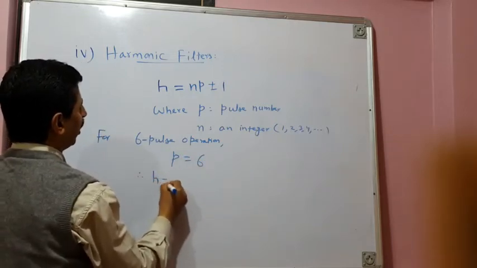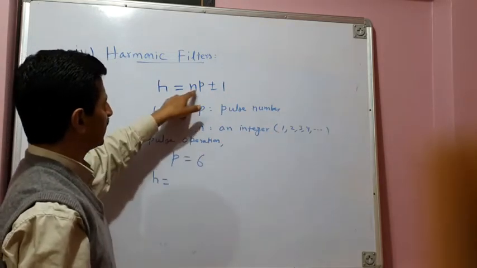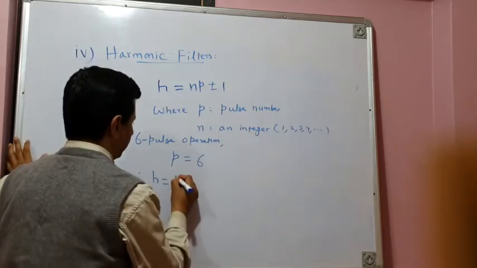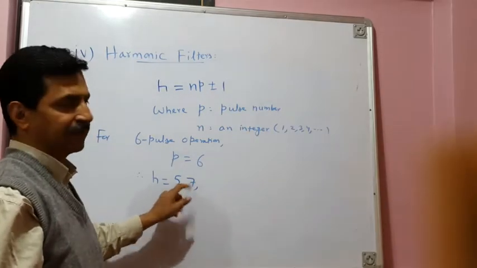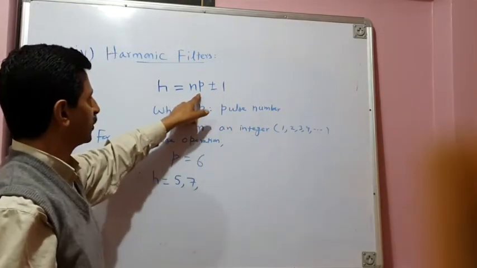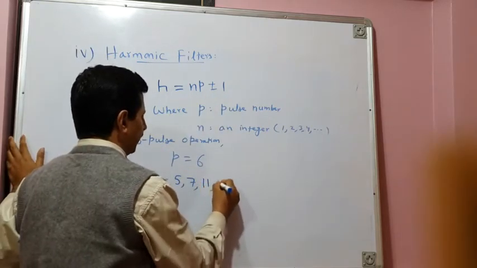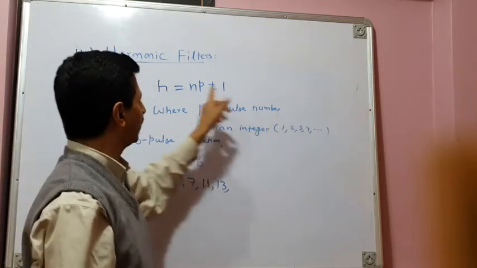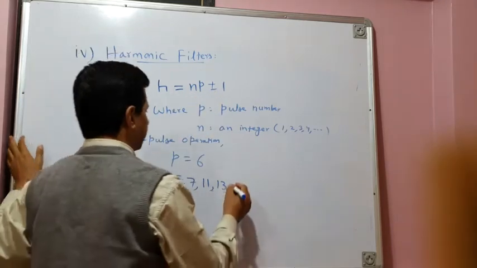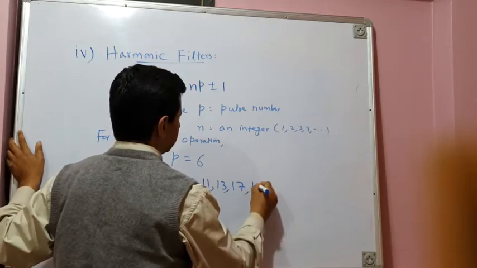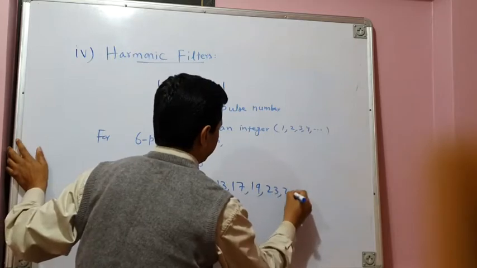Therefore, what is the harmonic order? It is NP plus or minus 1. Let us take N equal to 1. So 6 into 1 means 6, plus 1 is 7, and 6 minus 1 is 5. So 5 and 7. The most predominant harmonic will be the 5th, followed by the 7th. For N equal to 2, 2 sixes are 12, 12 plus 1 is 13, and 12 minus 1 is 11. So the next predominant harmonic is 11, next is 13. For N equal to 3, 6 threes are 18, 18 minus 1 is 17, and 18 plus 1 is 19. So 17, 19. For N equal to 4, it is 23, 25, and so on.